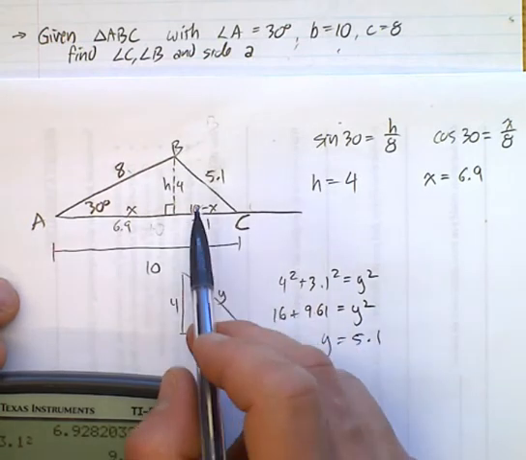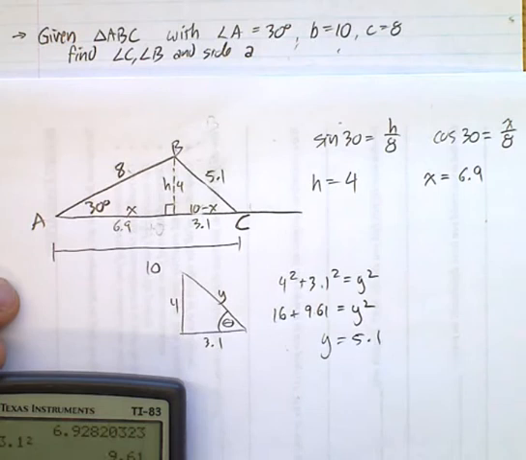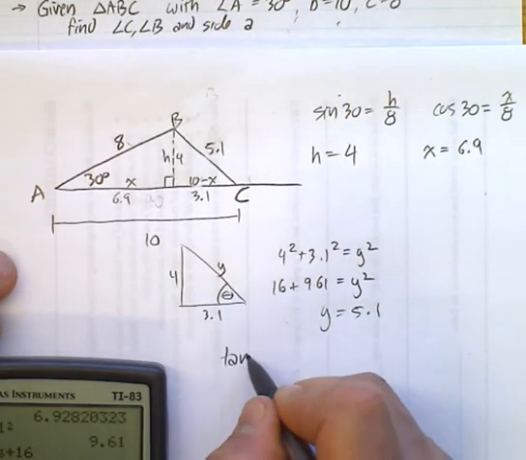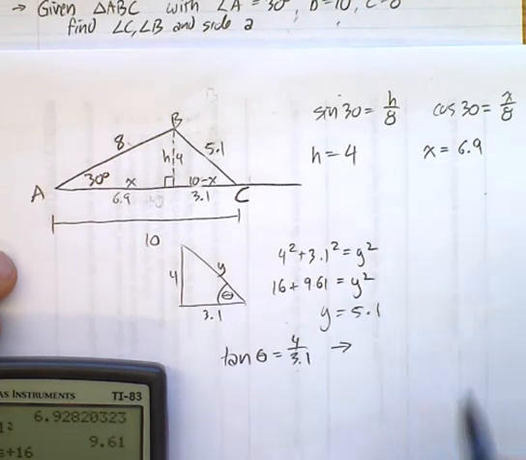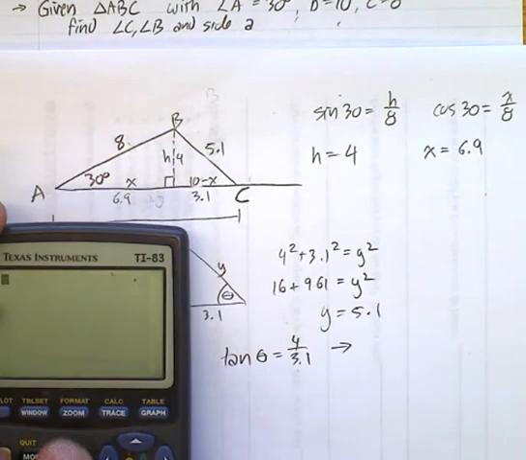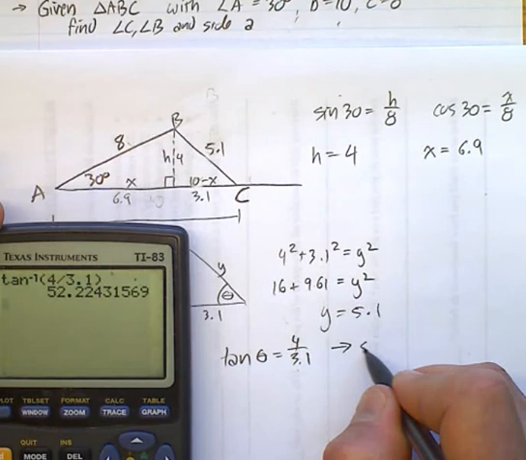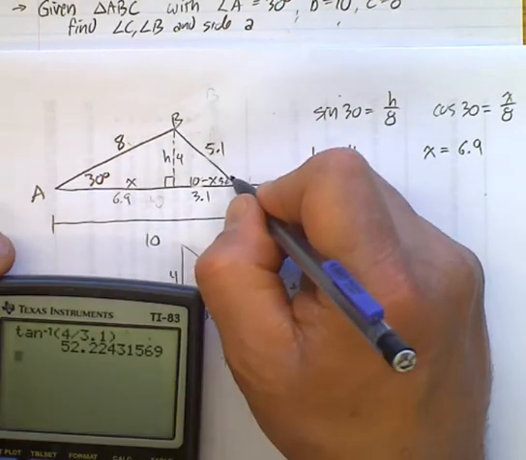I've got the height here of 4. I don't have this angle. Let's find that angle, right? Opposite and adjacent. So we can go tan theta is opposite over adjacent. And we've seen this before, right? We go second tan, 4 divided by 3.1, and we have 52.2. So 52 degrees, let's call it. So this here would be 52 degrees.